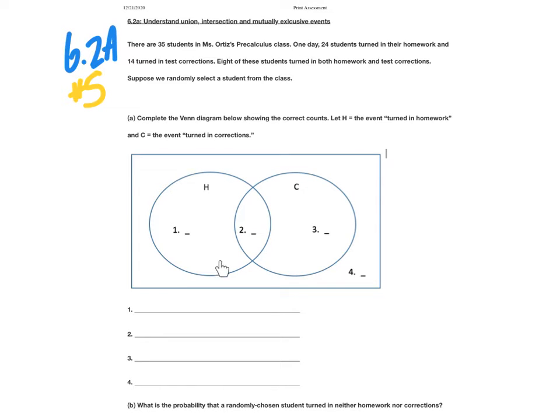H is the event, this circle, that they turned in homework. C is that they turned in their corrections. So to fill this in, what we know is that it says up here, 24 students turned in their homework, so I'm going to go on over to the Venn under homework and do 24. 14 turned in their test corrections, and that's going to be under the C, that's here. But be careful, it says 8 of these students that we've already talked about have turned in both homework and test corrections. So the intersection that we see right here needs to be 8.